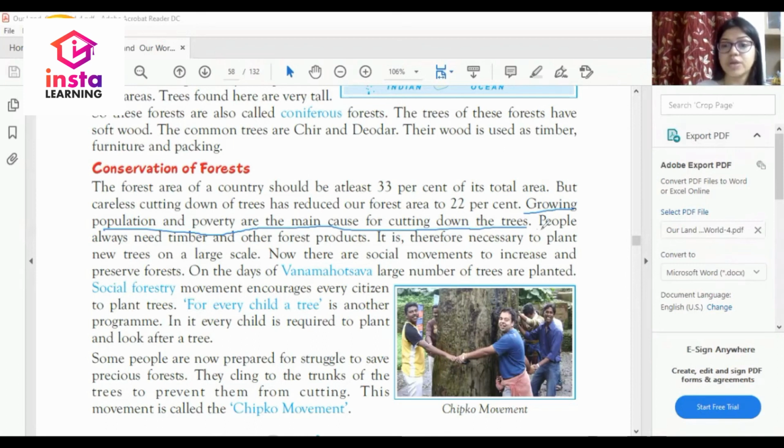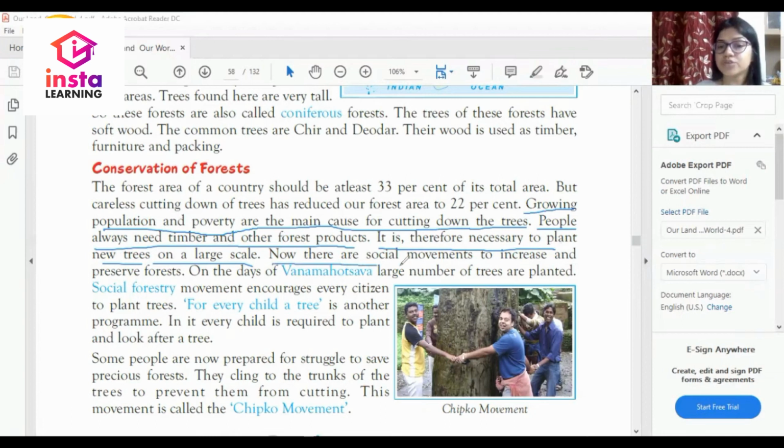Dear student, people always need timber and other forest products. It is therefore necessary to plant new trees on a large scale. So because we need forest products, we should keep planting trees on a very large scale.